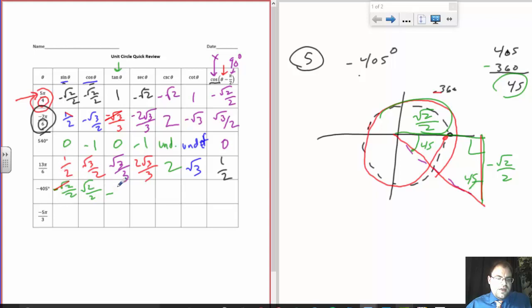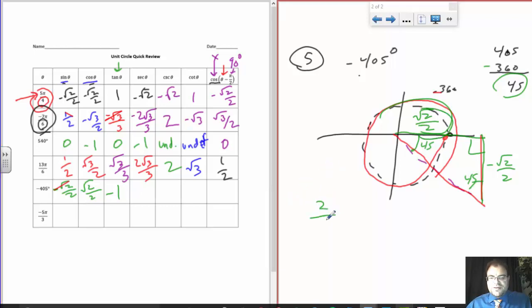The secant is the reciprocal of cosine. So if I take the cosine value, which is root 2 over 2, flip it upside down, it's going to give me 2 over root 2. Alright, so now I'm just going to multiply top and bottom by root 2 to simplify it. 2 times root 2 is 2 root 2. Root 2 times itself is 2. And what you notice here is that the 2's cancel on the top and bottom. So it's simply root 2. That's the secant value. Alright?